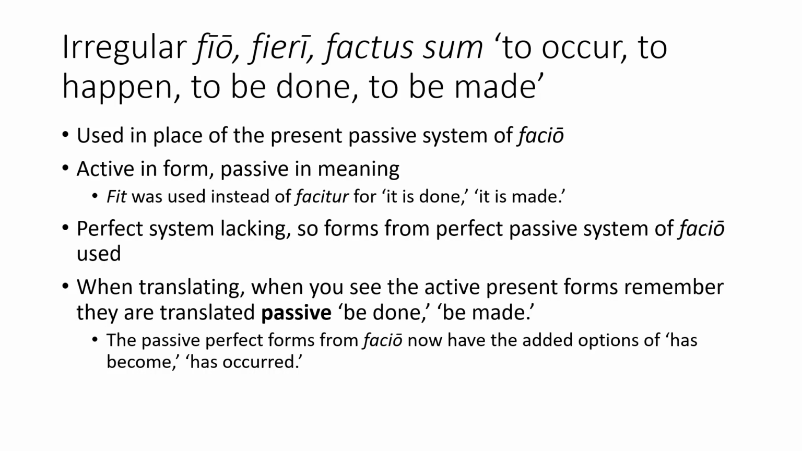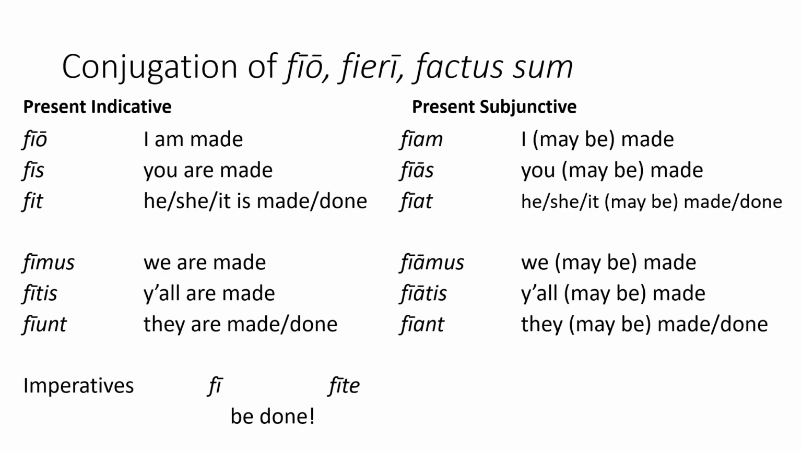Now let's go through the conjugation of fio. First, let's look at the present in the indicative and the subjunctive. In the present indicative, the first person singular is fio, the second person singular is fis, the third person singular is fit, the first person plural is fimus, the second person plural is fitis, and the third person plural is fiunt.